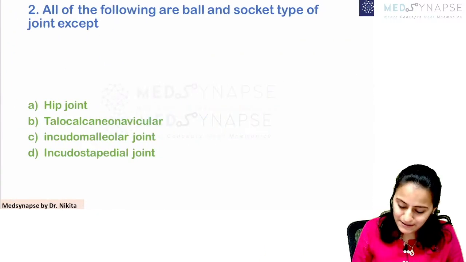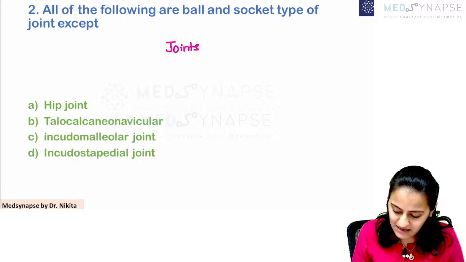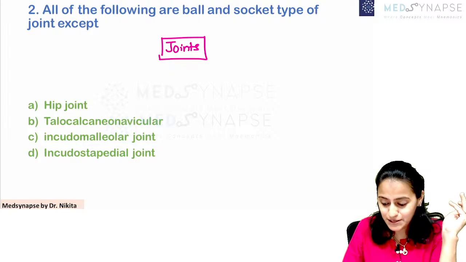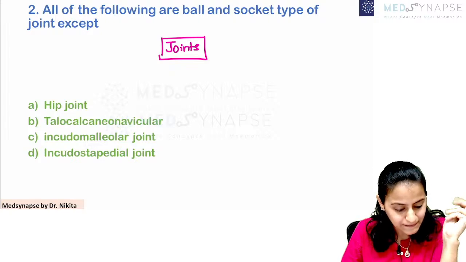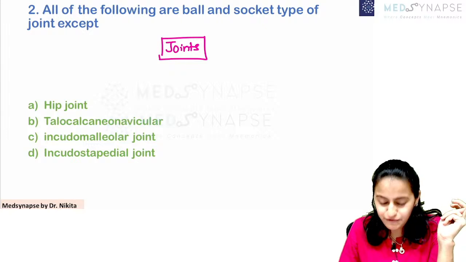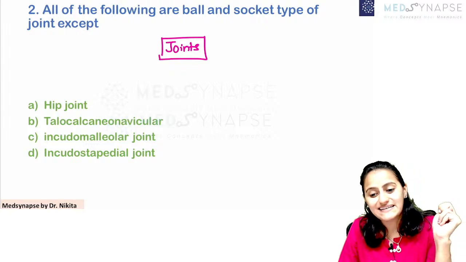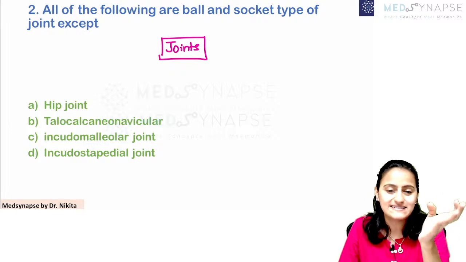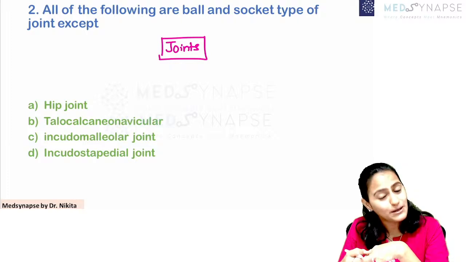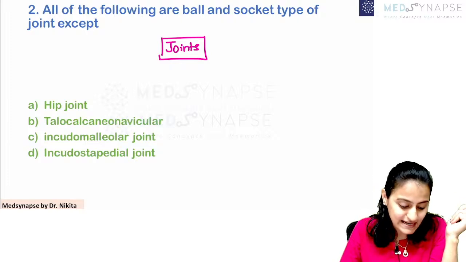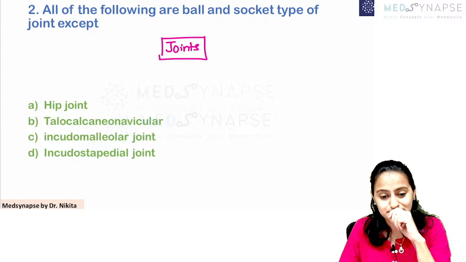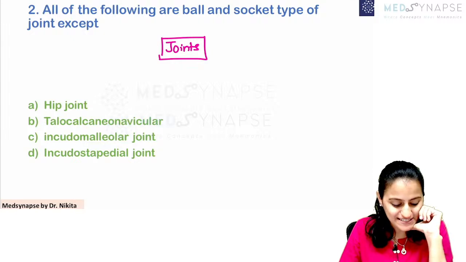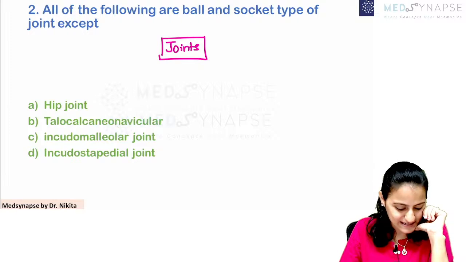Going to the next one, again a very, very important topic for all exams, the types of joints. Let us see how many of the tricks you remember here. All of the following are ball and socket type of joint except. You know the importance of the types of joints even for the INICET exam. In the recent INICET exam, there was a question on the types of joints as well. So which of the following is not a ball and socket type?